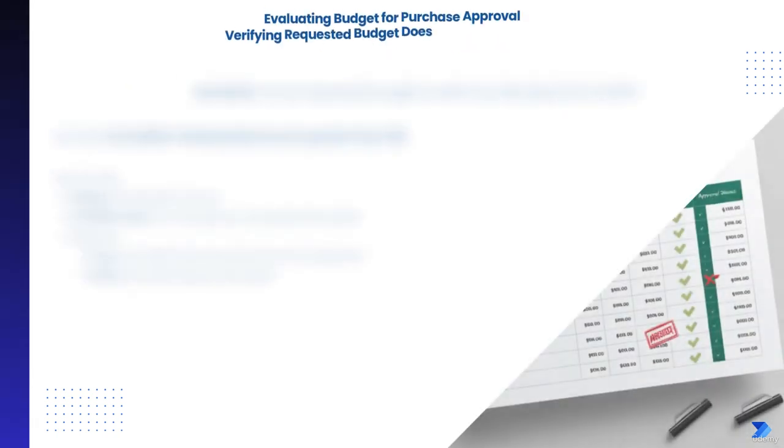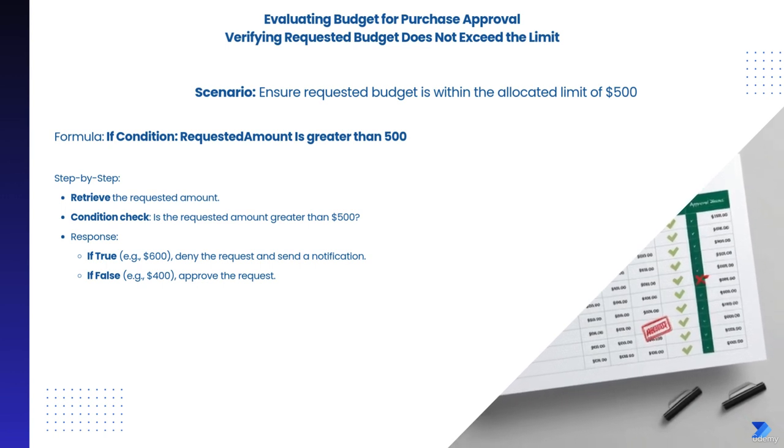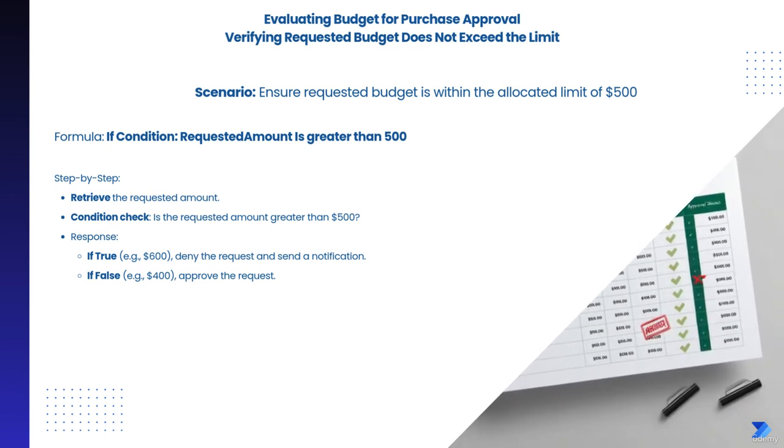Example 2. Evaluating budget for purchase approval scenario. In an expense approval system, you need to ensure that the requested budget does not exceed the allocated limit of $500. The flow checks if the requested amount is greater than $500. Formula: if condition, requested amount is greater than 500.